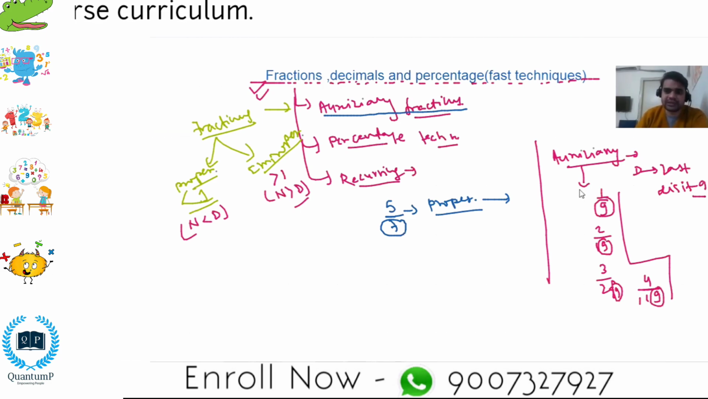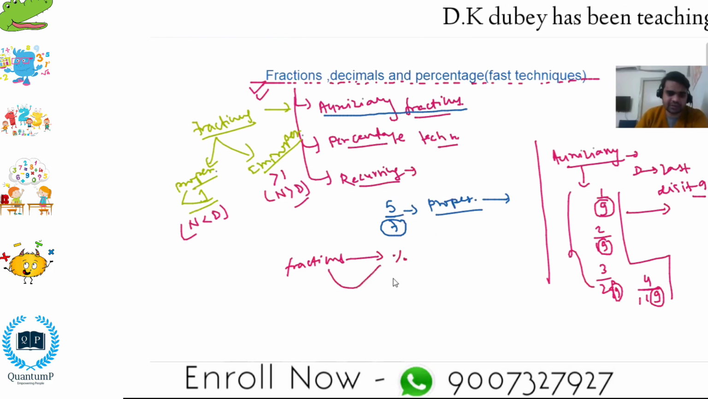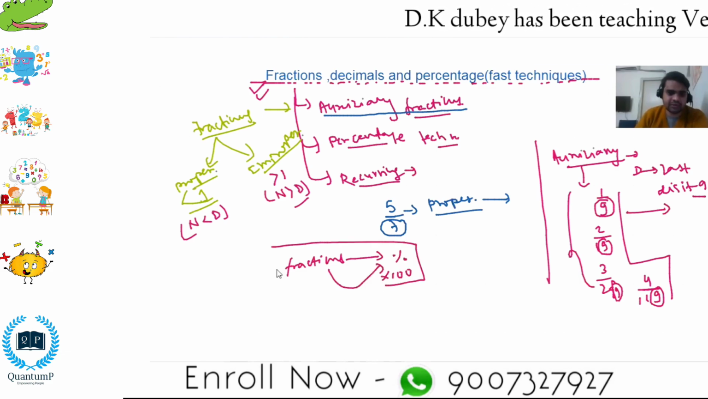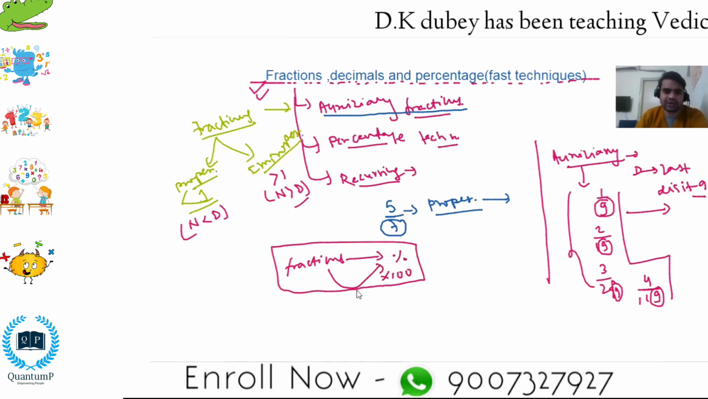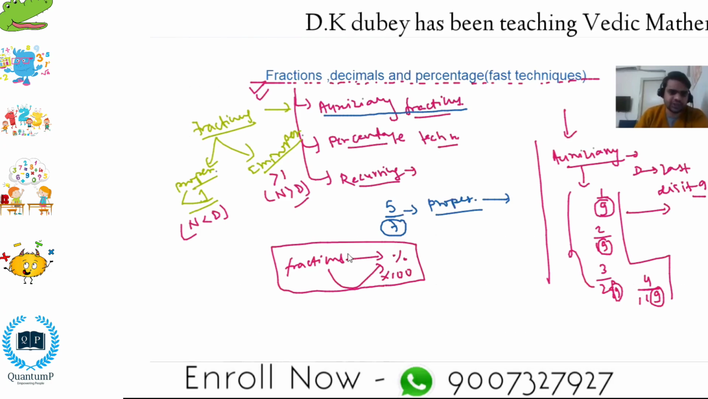Our agenda is to convert all these fractions into percentage. As we know, if you have any fraction and want to convert it into percentage, simply we multiply by 100. But this technique I'm not going to use. I'm going to use quite a different technique for auxiliary fractions. Let's have one sum.